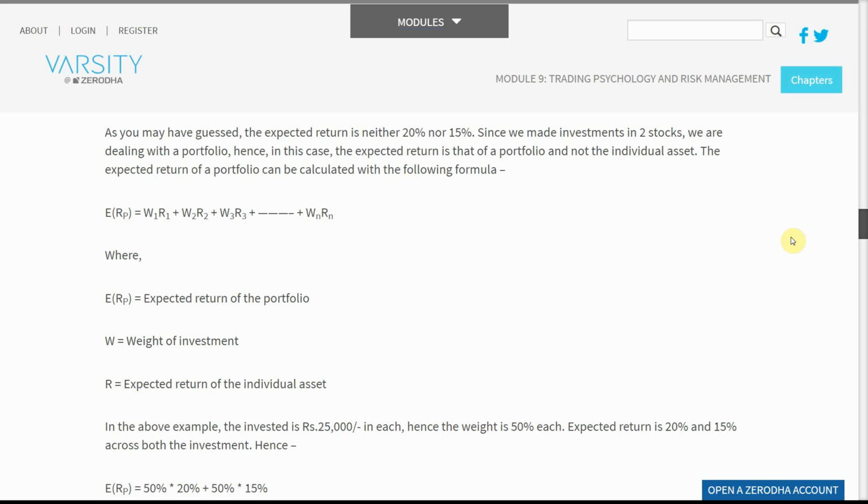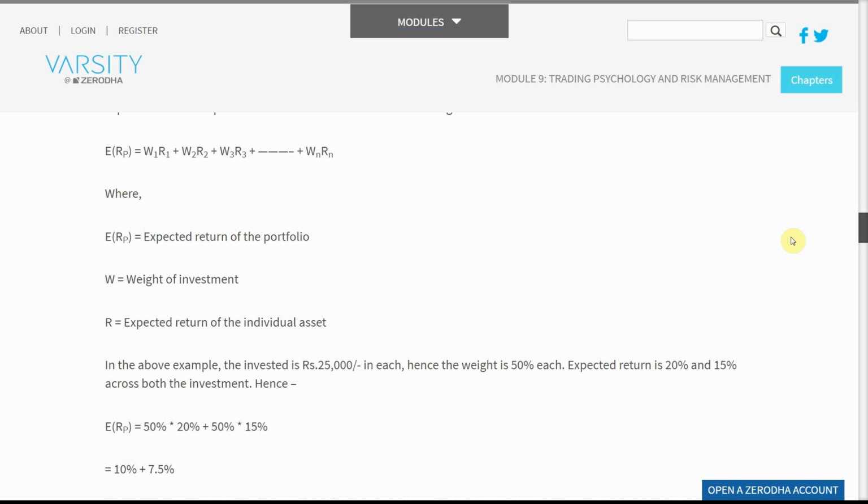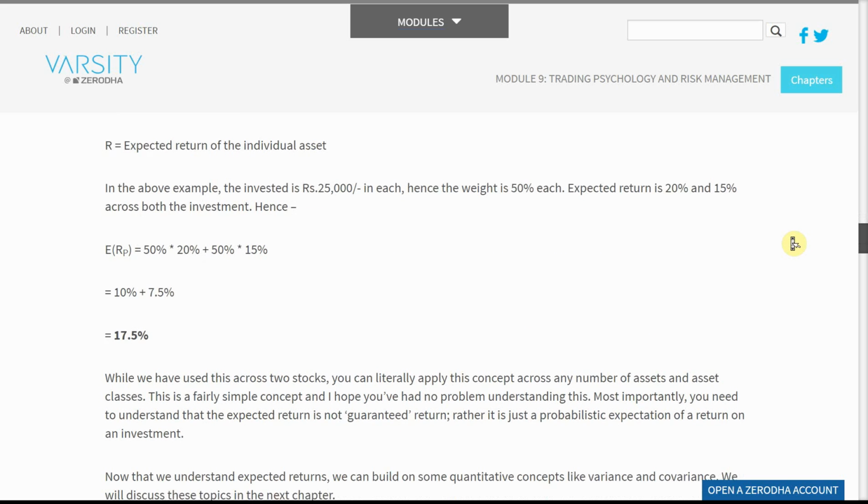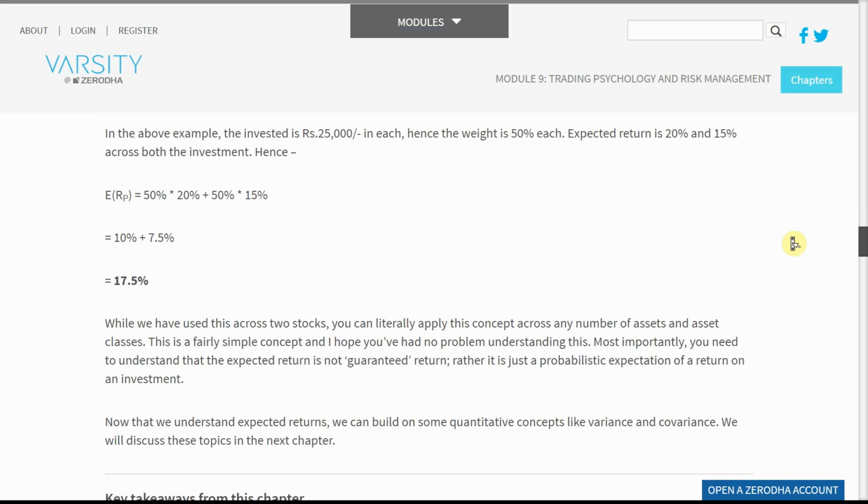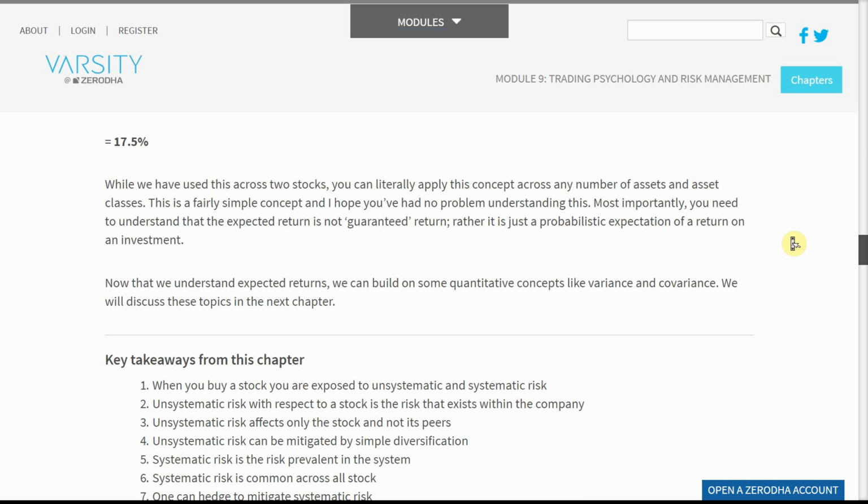In the above example, the amount invested is 25,000 rupees in each. Hence the weight is 50% each. Expected return is 20% and 15% across both the investments. Hence, ERP equals 50% asterisk 20% plus 50% asterisk 15% equals 10% plus 7.5% equals 17.5%. While we have used this across two stocks, you can literally apply this concept across any number of assets and asset classes. This is a fairly simple concept and I hope you've had no problem understanding this.